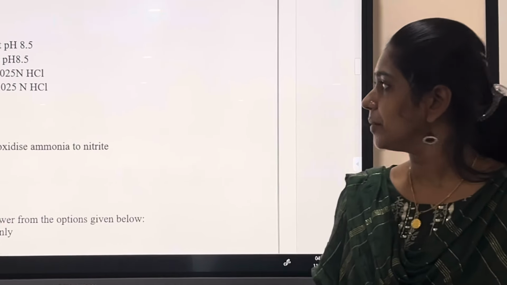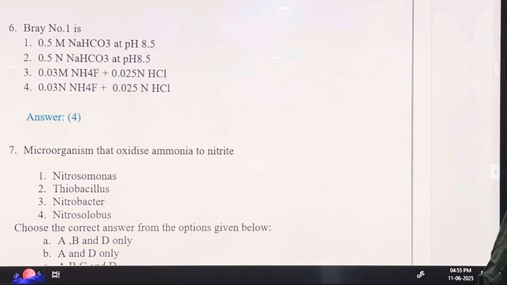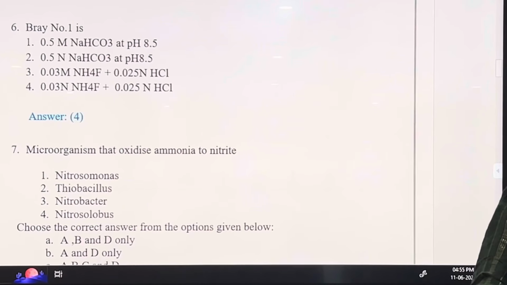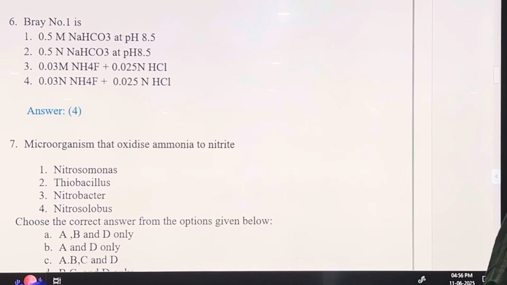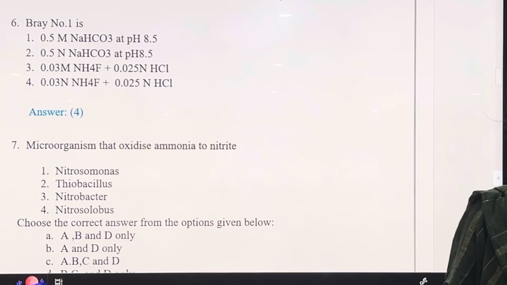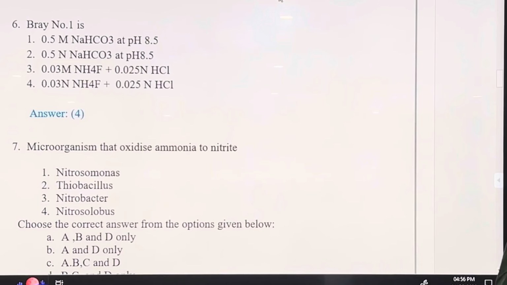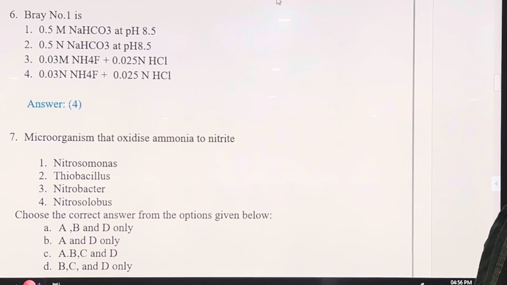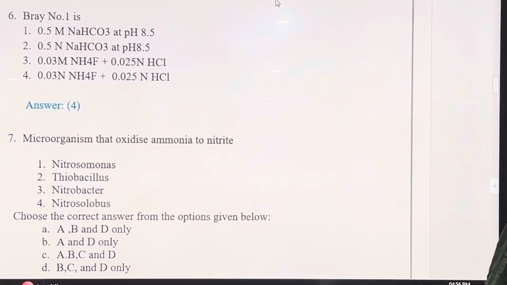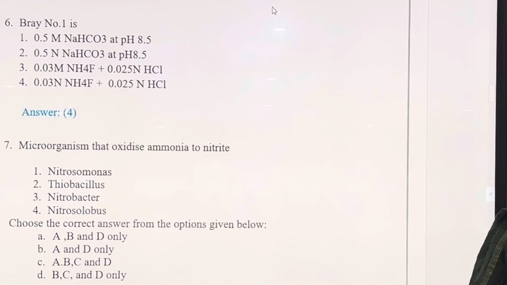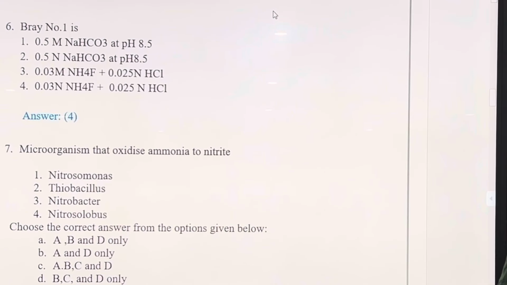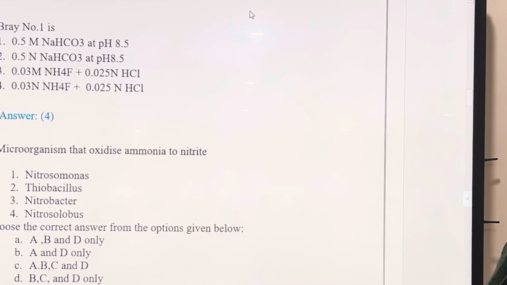Now the sixth question: the Bray number 1 reagent is. You can't find these types of questions in your theory portions, because Bray number 1 is related to our practical classes. In the practical classes we might have come across this reagent, and we should know it is specifically used for the estimation of available phosphorus, that too in acidic soils. So that much we will know.